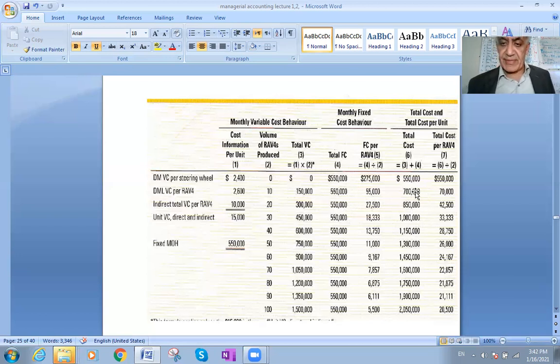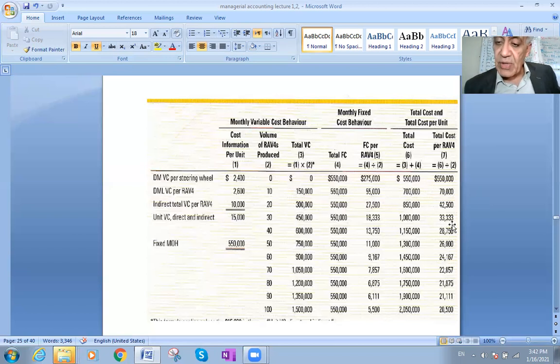At the same time, look at the second number here, 700,000 total cost. If you are producing 10 units, they cost you a total cost of 700,000, then how much will each of them cost? You will say 700,000, the total cost, divided by the number of units, which is 10, gives me 70,000. The more you go down, the less the cost will be. So the cost was 70,000, then it became 42,500, then 33,333.